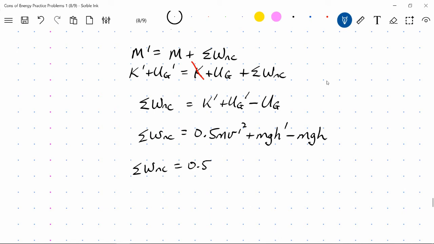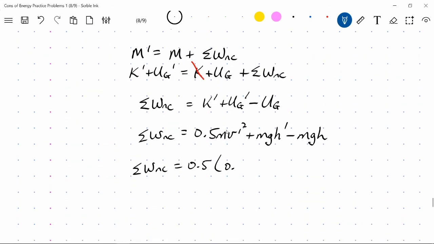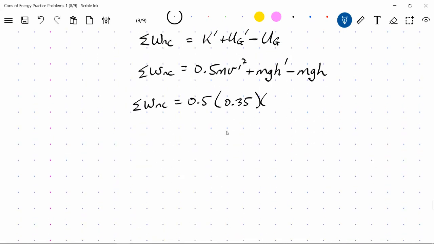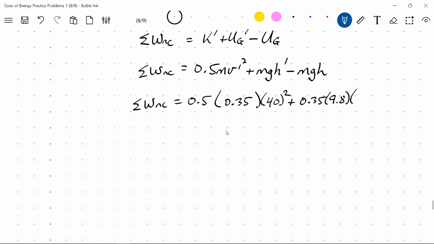1/2 m, which was, I have to scroll, 0.35, 0.35, and it was moving at a v prime of 40, so squared, plus our 0.35 kilograms again, 9.8, the h prime, it was what, 3 meters, I think? Yeah, 3, and then minus 0.35 kilograms, 9.8, starting at 100 meters. So squeezing that in there, I got it.